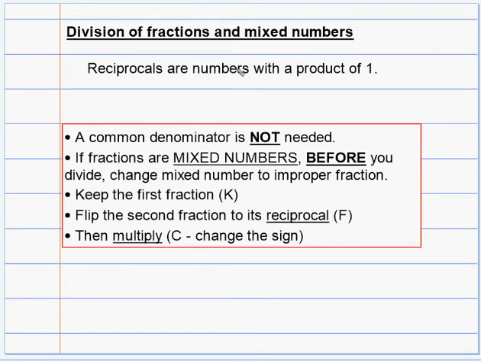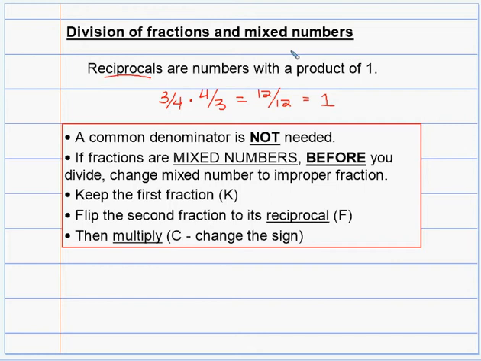Dividing fractions and mixed numbers, remember reciprocals are numbers with a product of 1. So if I have 3/4, its reciprocal is 4/3, and when I multiply, I get 12/12, which will reduce to 1. The product of a number and its reciprocal will always be 1.